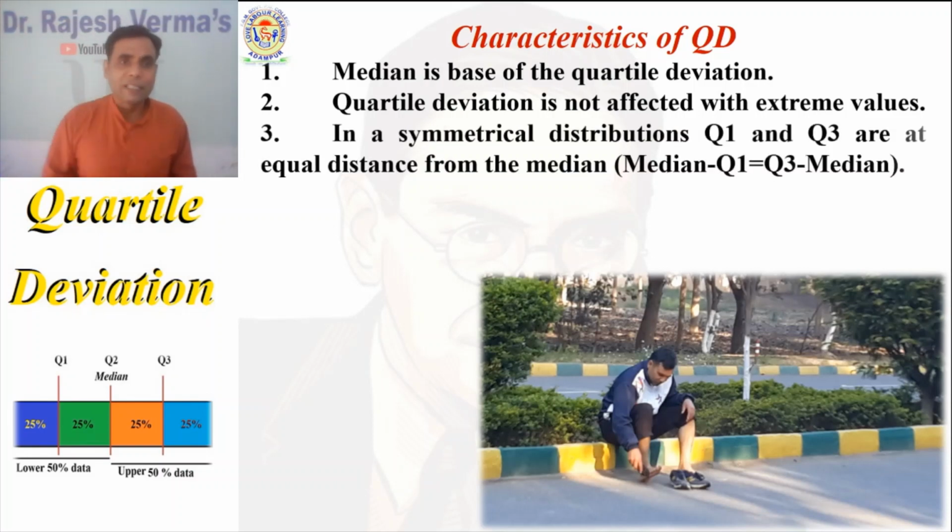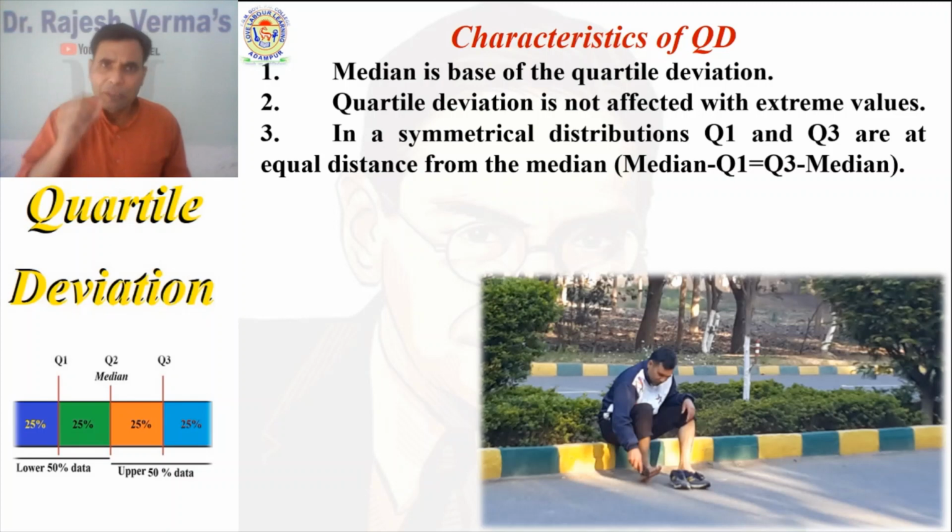The third characteristic: in a symmetrical distribution, which means a distribution that follows the assumptions of the normal distribution, Q1 and Q3, that is quartile 1 and quartile 3, are at equal distance from the median.